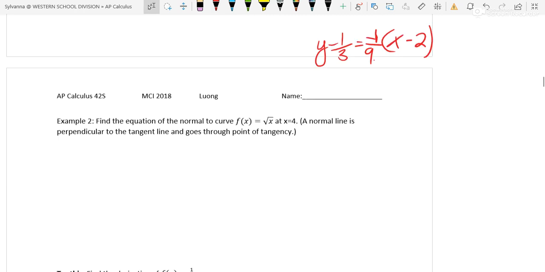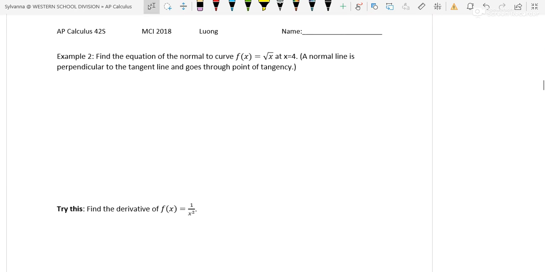Okay, moving on to example 2. Find the equation of the normal to the curve f of x is equal to root x, at x equals 4. So the normal line is just the perpendicular slope. We're going to follow the same steps as the other question. We're going to find the derivative first by plugging it into the limit equation that we have. And then after I've found the derivative, I can find it at specific points if I need to, for x equals 4. And then to find the normal, I just take the negative reciprocal of it.